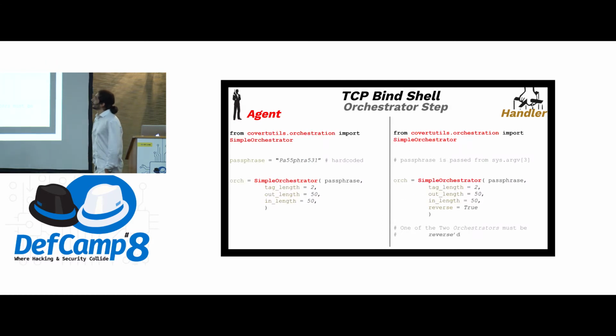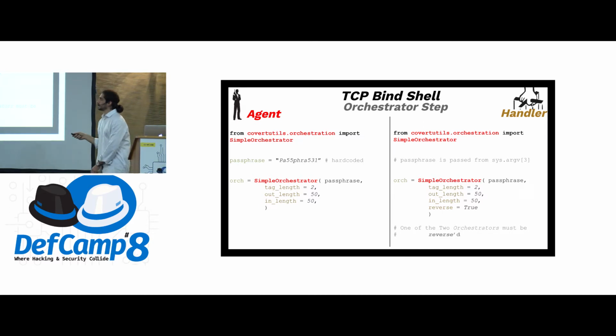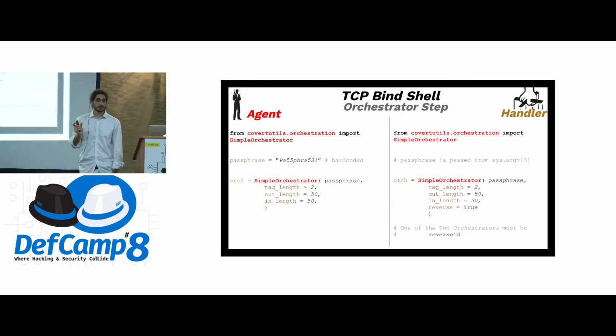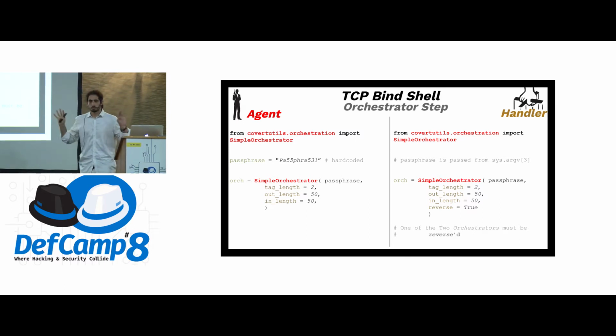And now, the orchestrator. We need a simple orchestrator on both sides. We need those two to be perfectly compatible. Perfectly compatible means the lengths are the same. The tag lengths. A tag is the thing that signifies the string. The tag length is the same, 2 bytes. And one of those has to be reversed just for the OTP mechanism to work. That's an implementation specific thing. So, that's the orchestration step.